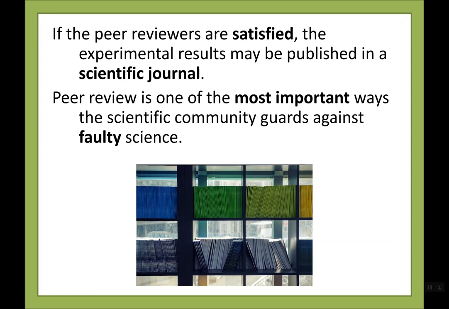And if the peer reviewers take a look at your experiment and they're satisfied, they say, yes, you did a great job, the experimental results may be published in a scientific journal. So it's like a book of all the experiments that have been done that year that have been peer reviewed and shown to be trustworthy. Peer review is one of the most important ways that the scientific community guards against faulty science. So like I said, just anyone out there can publish whatever they want on the internet, and it can be hard to know if it's true or not. So when we are doing research, we need to make sure that it is peer reviewed so we know that the scientific process was followed.